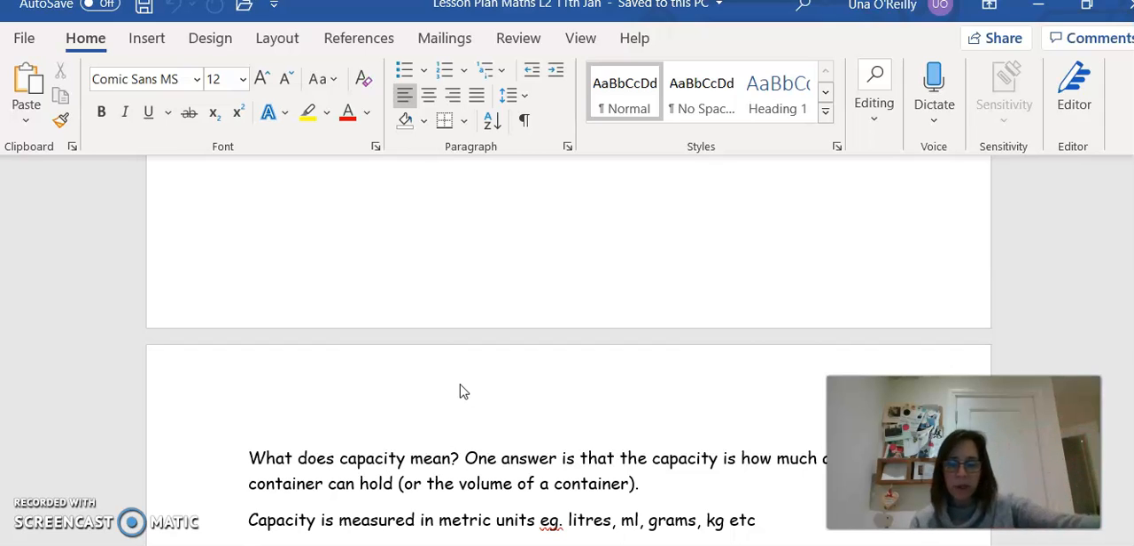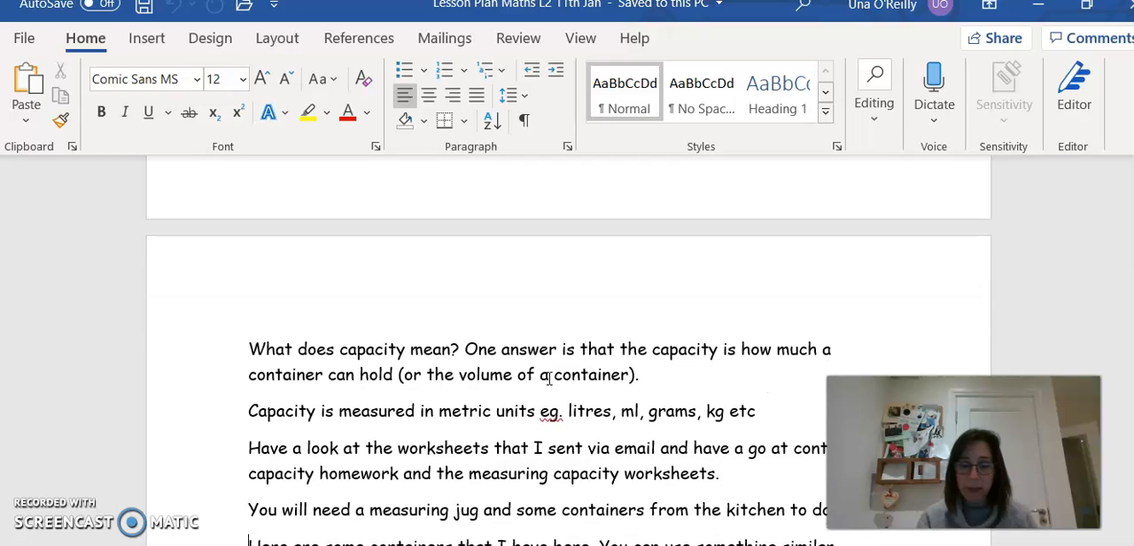And capacity, unlike volume, is measured in metric units like litres, millilitres, grams, kilograms. So you can imagine lots of things in your kitchen have something inside them, and we can measure that in what we call weight or volume with litres and millilitres.